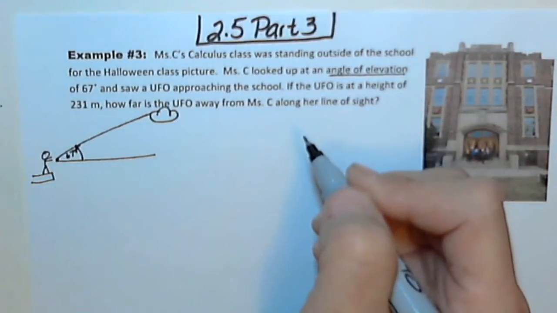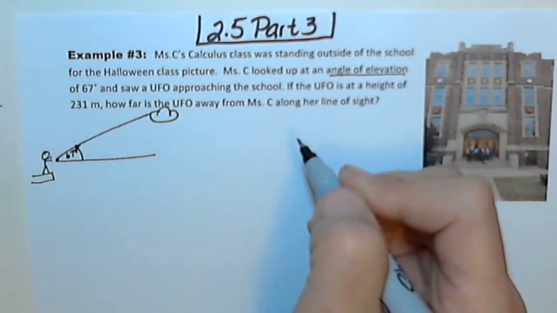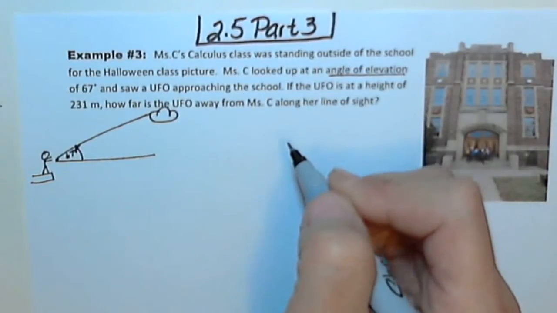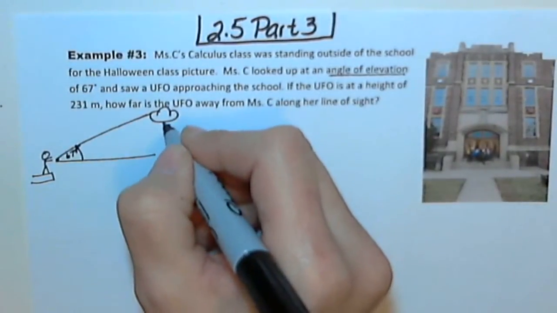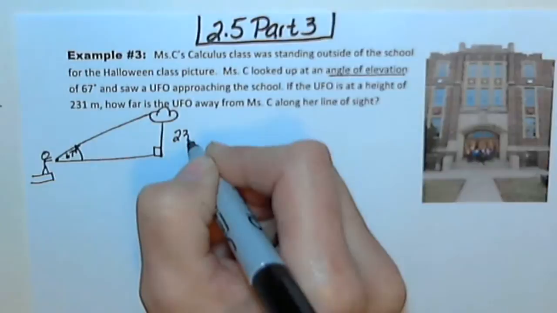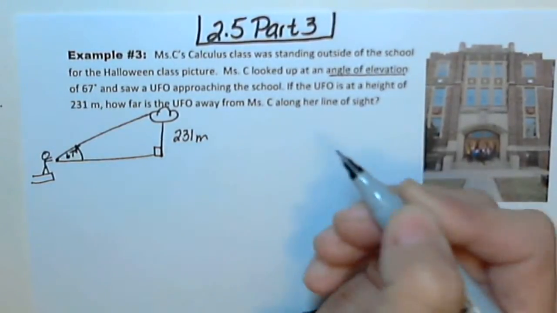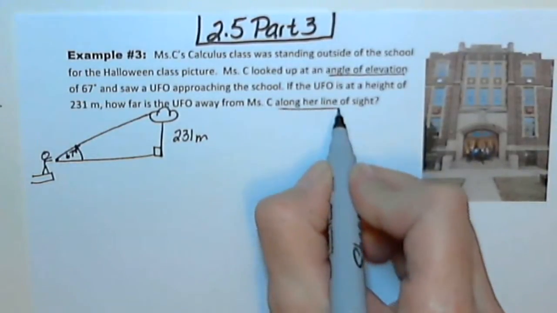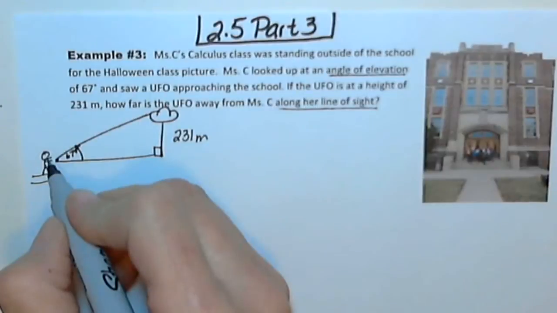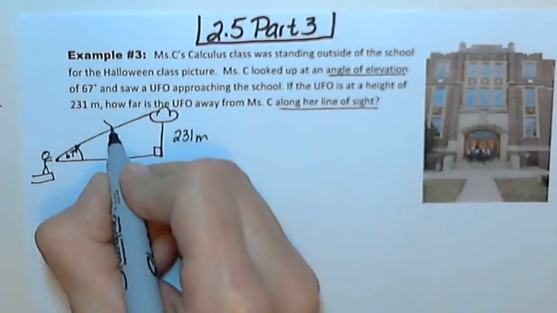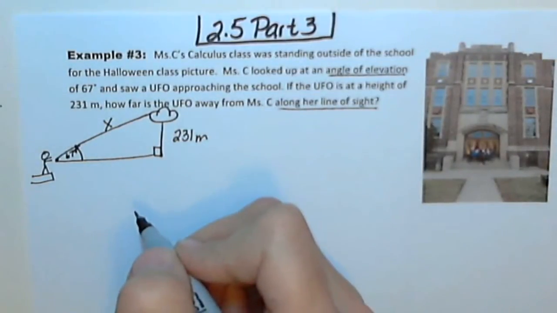It says the UFO is a height of 231 meters. Someone's height or something's height is how high it is directly straight down from it to the ground. So if this UFO was to fall, it would fall along this path right here, and that's going to be 231 meters. Question is, how far is Miss C along her line of sight? A line of sight is always the line between where the person is and what they're looking at. So in this case, we're going to call that x. That's her line of sight.